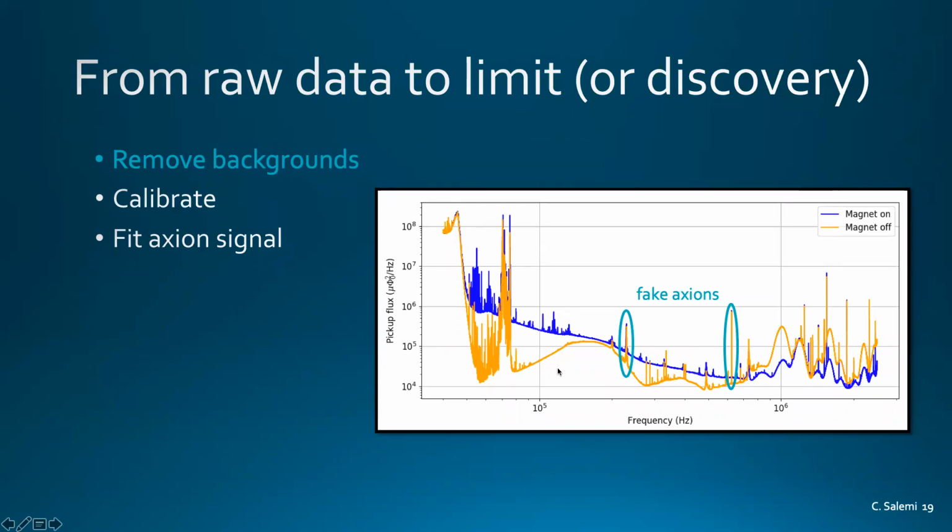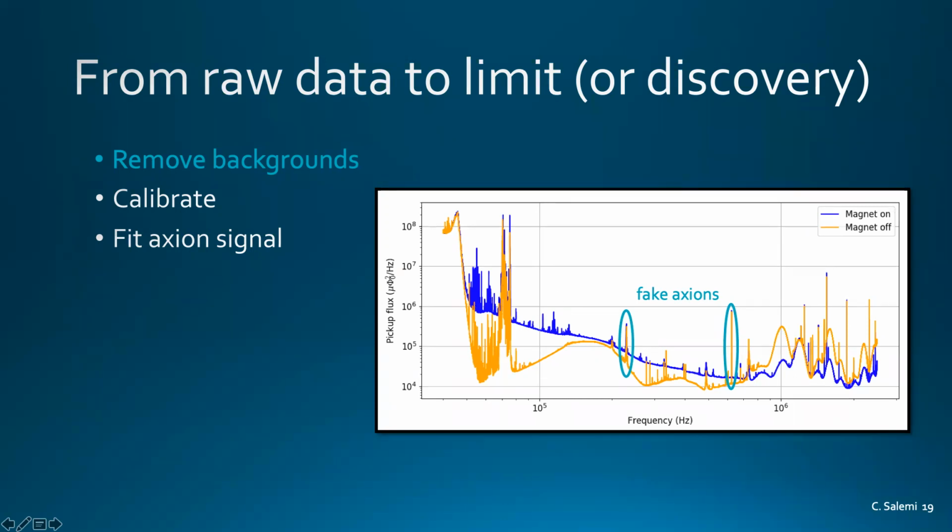The orange curve right here is data that we took with the magnet off. So we know that J effective is proportional to the magnetic field. So if B goes to 0, the current goes to 0. So if we have a spike that's in both spectra, that means it's not an axion. So we can get rid of all of these. And there are a lot of other cuts that we can do.